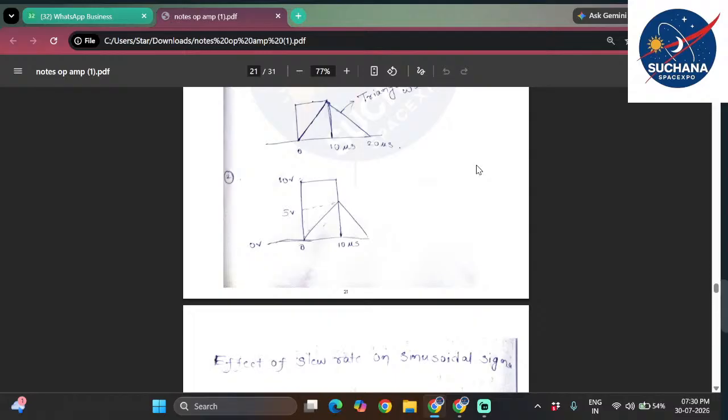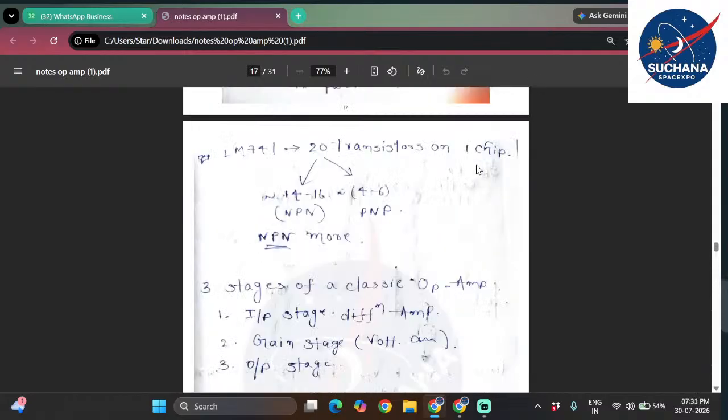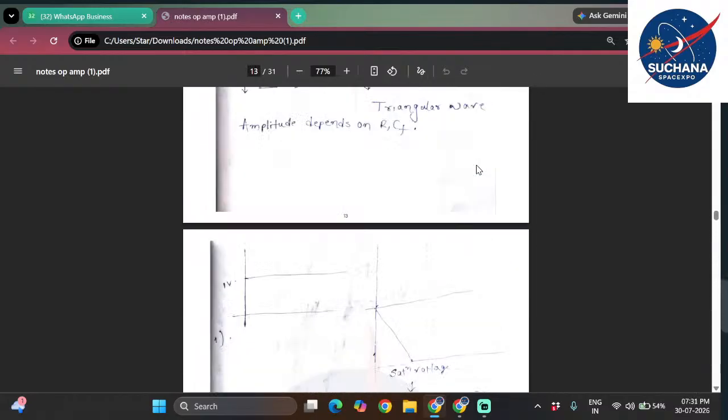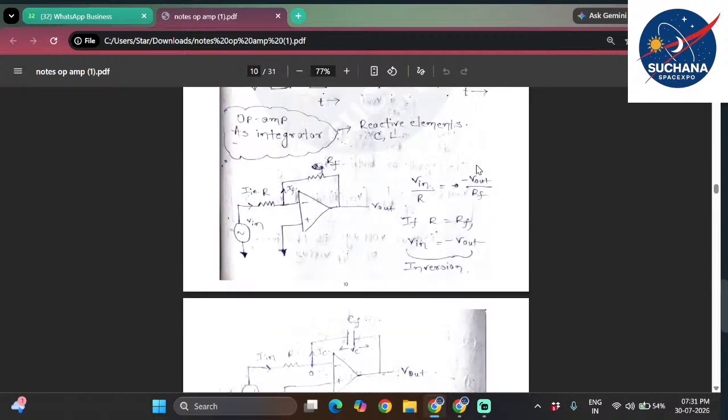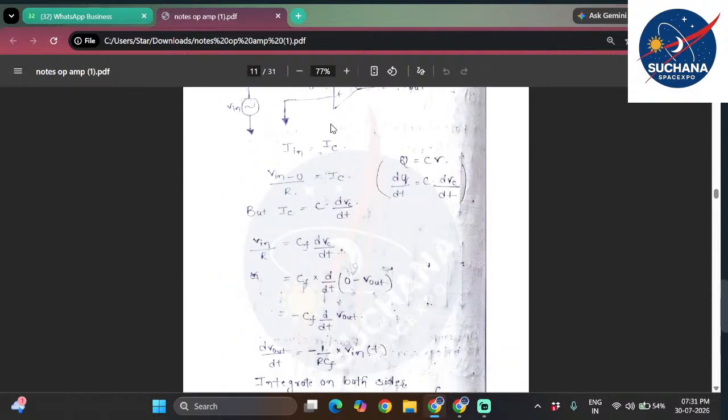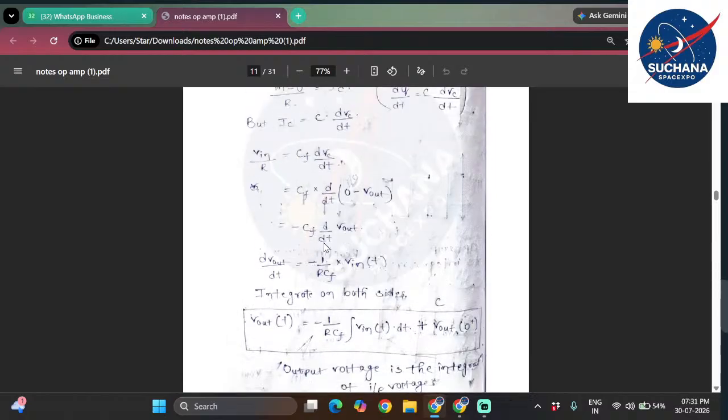So finally we obtained the equation IC is equal to C into dVc by dt, where this Vc can be replaced with minus V out. So IC is equal to minus C into dV out by dt. We obtained this equation: minus CF into dV out by dt.